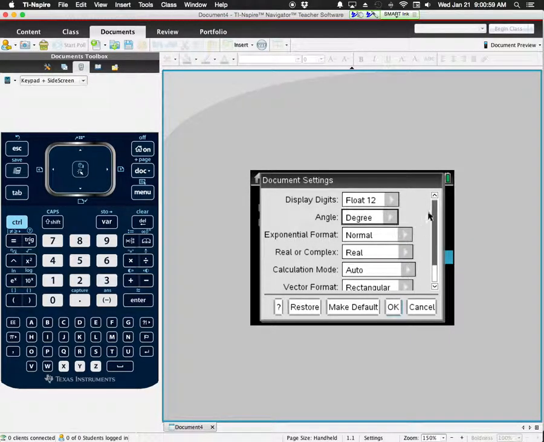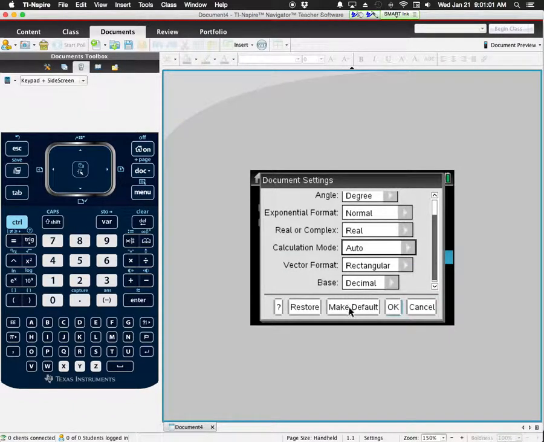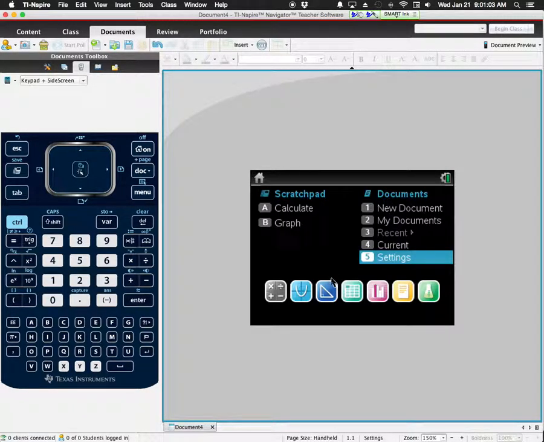After we choose degrees, what do we want to do? Click make default down there at the bottom. So if we have a problem in radians, we click radian. Will we have a problem in radians for this? Not with law of sines, no. It's going to be in degrees.